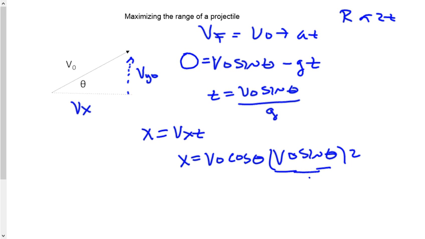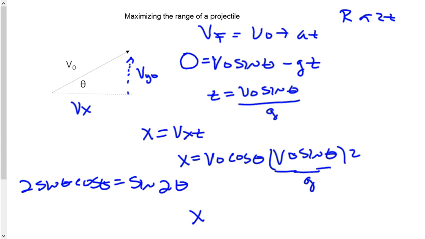Well, I recognize 2 times sine theta cosine theta as being a trig identity, and it goes like this: 2 sine theta cosine theta is equal to sine of 2 theta. So let's go ahead and simplify this then. X is going to equal V naught squared sine of 2 theta divided by g.